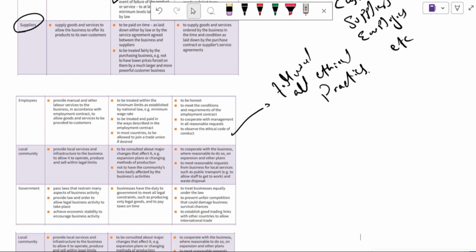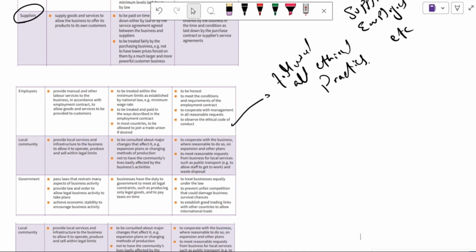Then we have the governments. It's the second last one. What does the government do? Government passes the laws and monitors what sort of business activities are happening in their countries or in their local areas, whether they are going to achieve economic stability and encourage the business activities or not. So these are basically the roles of any government. If we talk about their rights, the government has a right to expect the laws set by the local government to be followed, such as producing only legal goods and paying taxes on time. This is the government's rights.